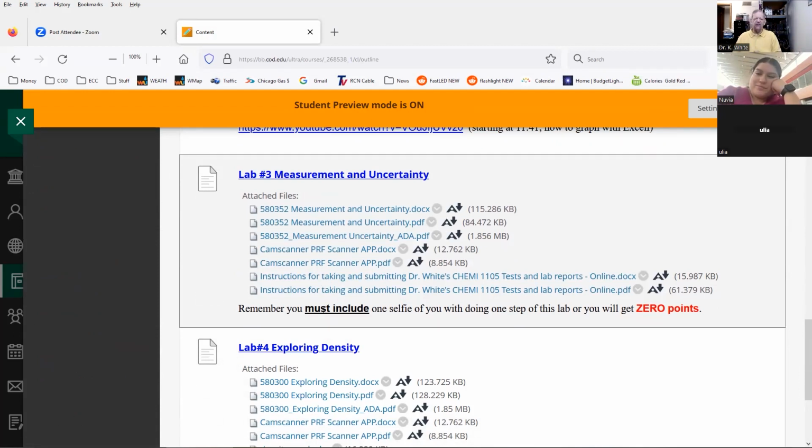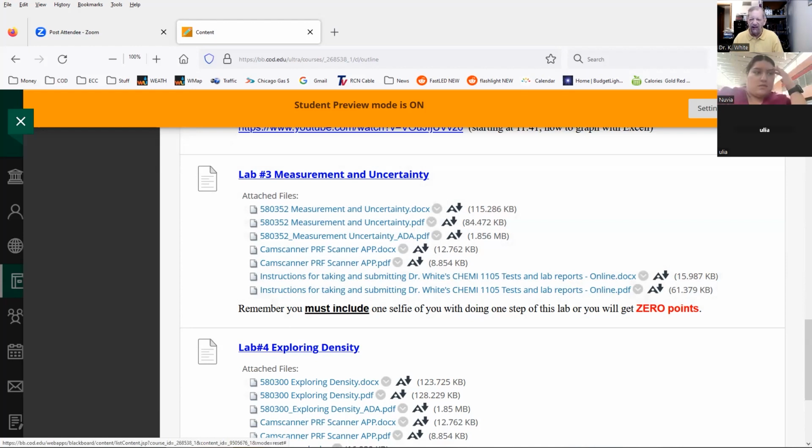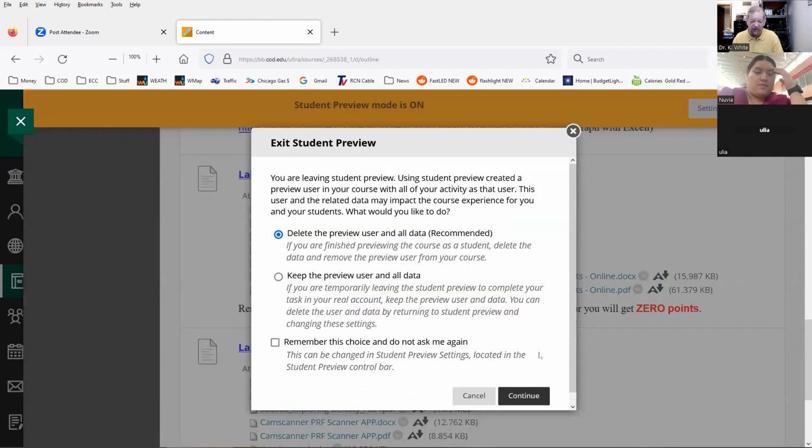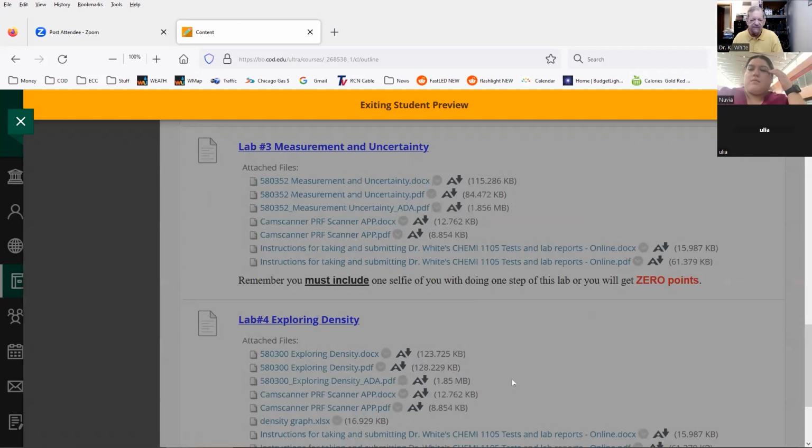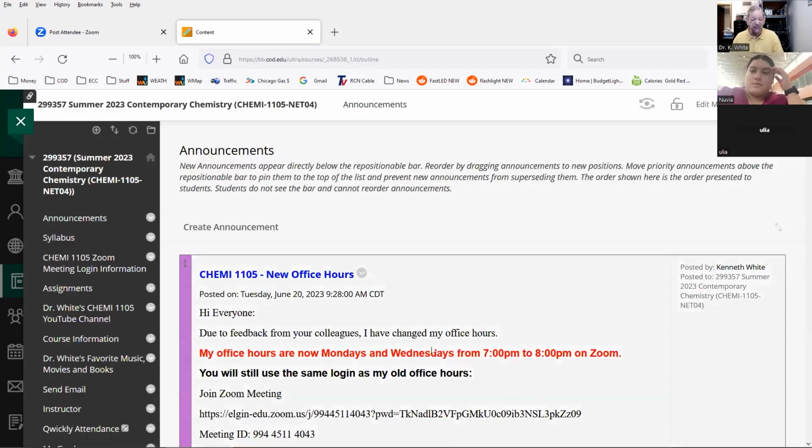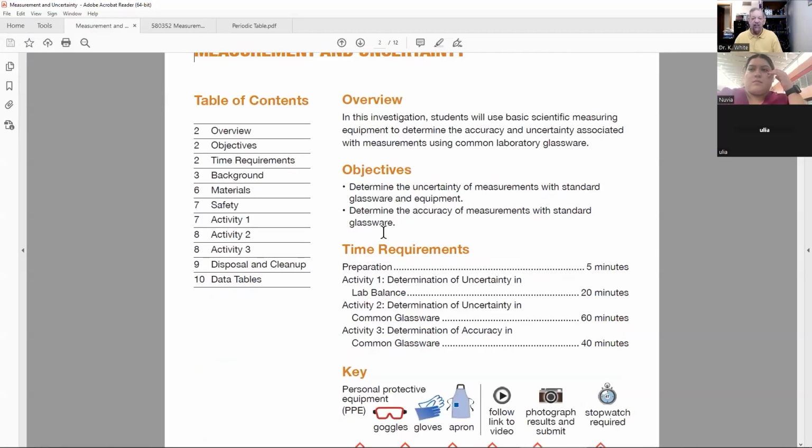I guess the department wants to make sure you're not, we call that dry labbing, faking it or getting data from other people. I think that was a problem in the past, and this is how they're solving it, which I have no problem with. I get to see everybody's pretty faces. All right. So today's lab is to determine the uncertainty of measurements with some standard glassware and equipment.